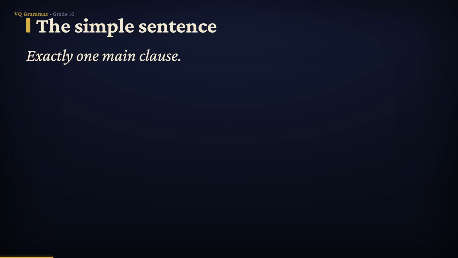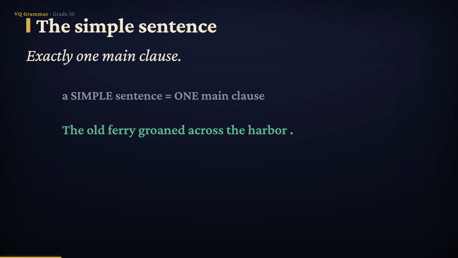So here is our first shape, the simple sentence. A simple sentence has exactly one main clause, and no subordinate clause hanging off it. The old ferry groaned across the harbor. One subject, the ferry. One verb, groaned. One complete thought, and that is all. Or try this one. Maya sketched the bridge at sunrise. Same shape exactly.